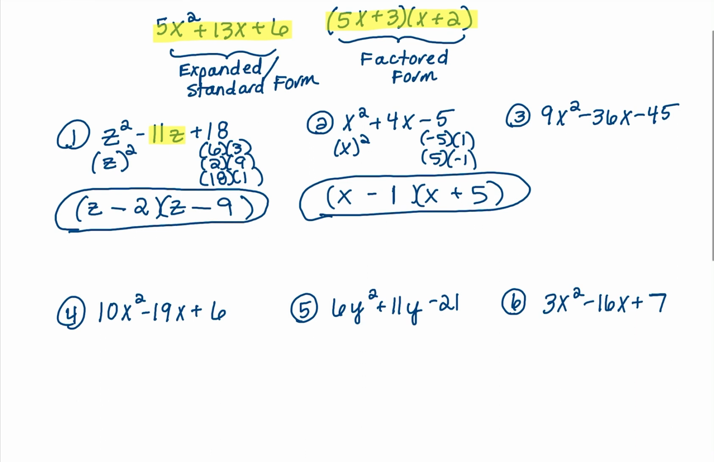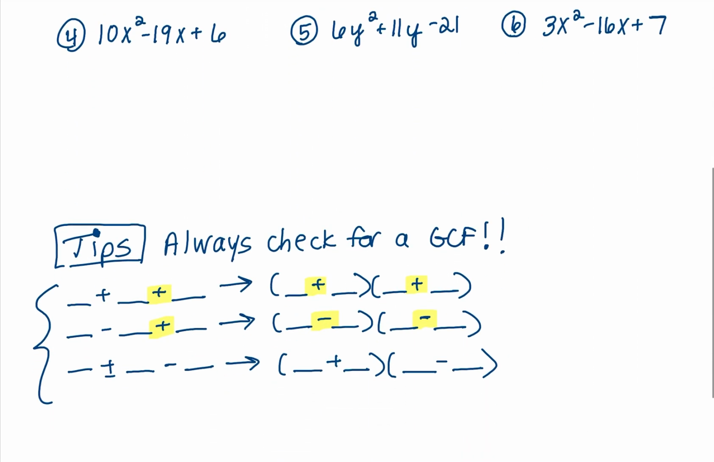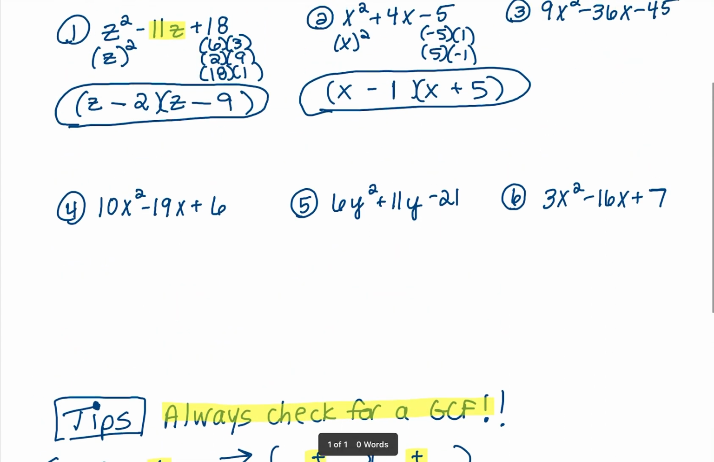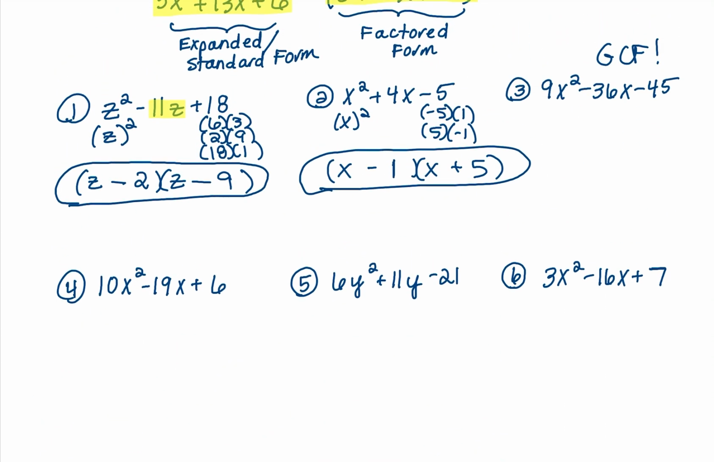In number 3 here, you have a GCF, okay? And that's another thing that is in your tips down here: always check for a GCF, and that's greatest common factor, obviously. So that means that each of these terms has a factor of 9, and I want to factor that out before I do any other factoring. So I'm dividing that 9 out of each term. So I'm going to have x squared minus 4x minus 5. All right, and then I want to continue factoring.